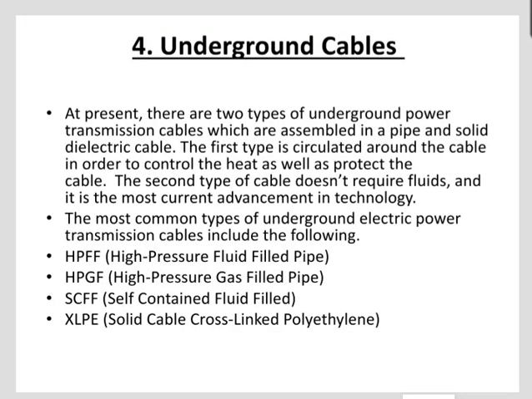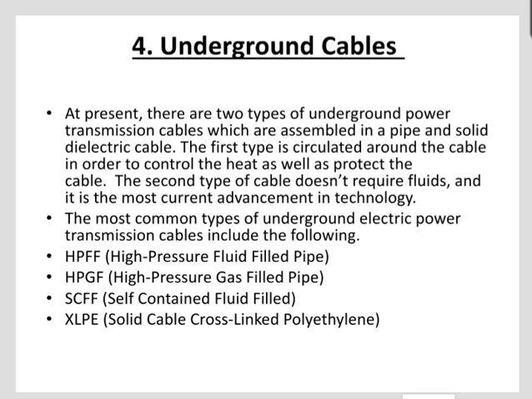Next type is underground cables. At present, there are two types of underground power transmission cables, which are assembled in a pipe, and solid dielectric cable. The first type is circulated around the cable in order to control the heat as well as protect the cable. The second type of cable doesn't require fluids and it is the most current advancement in technology.